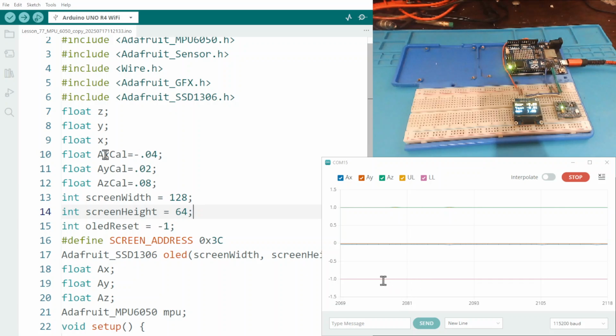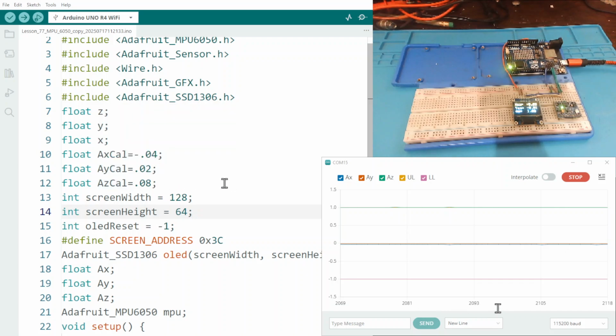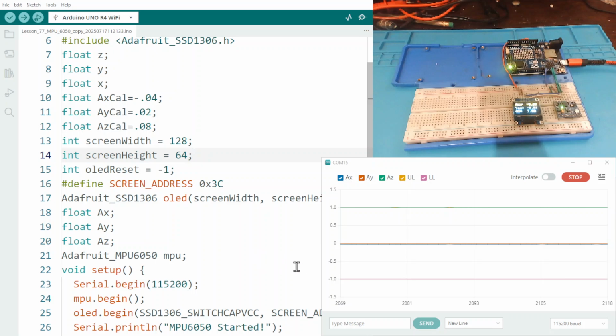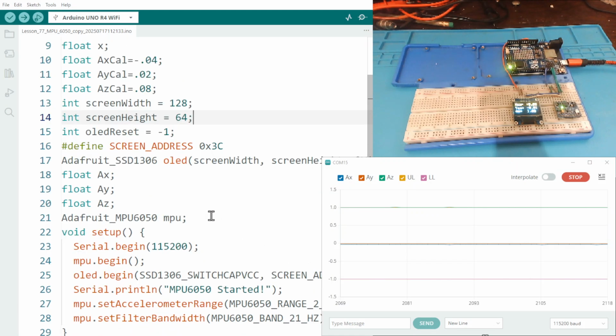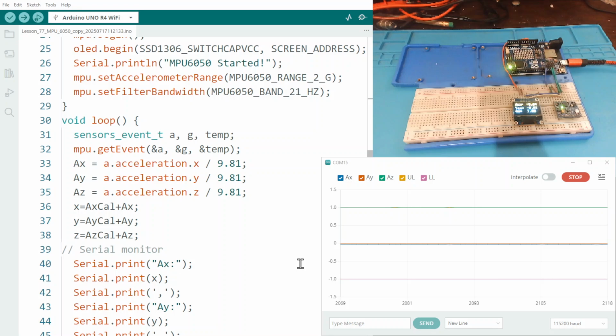And what I did was come up with a float AZ cal 0.04 and a float AY cal 0.02 and a float AZ cal 0.08. These are the numbers I came up with looking at the values as I had it sitting flat, horizontal and vertical. Then I get down here, everything else is pretty much the same.